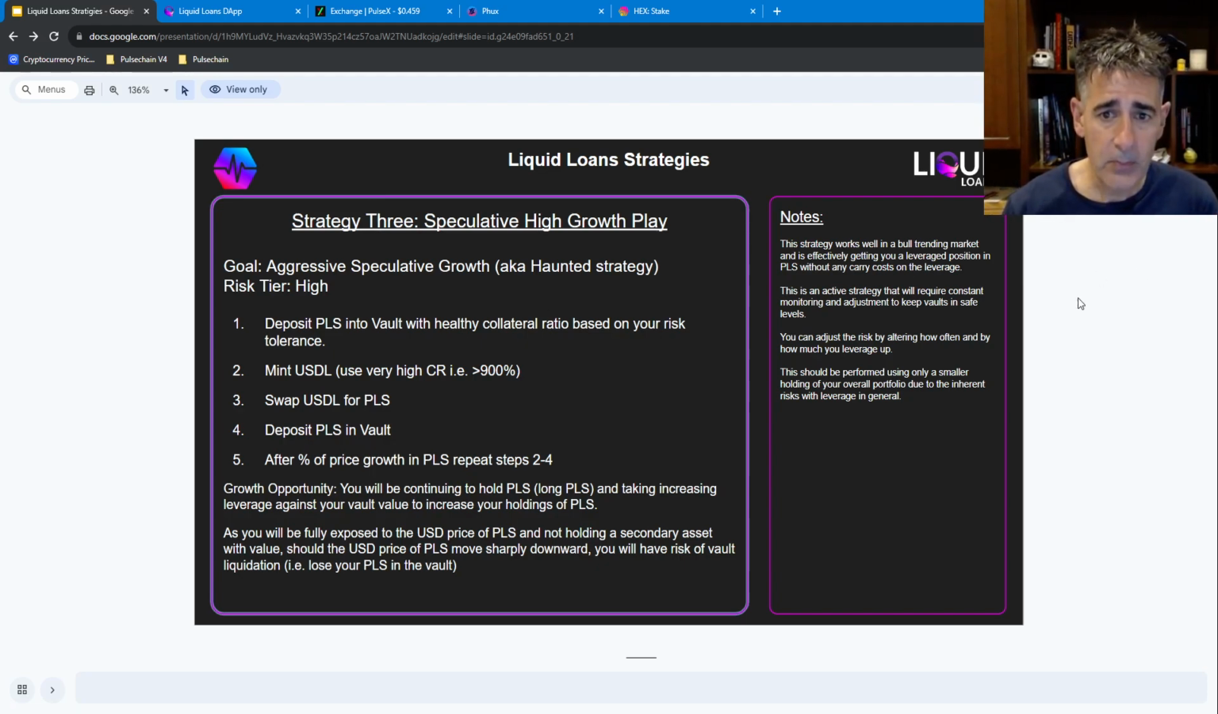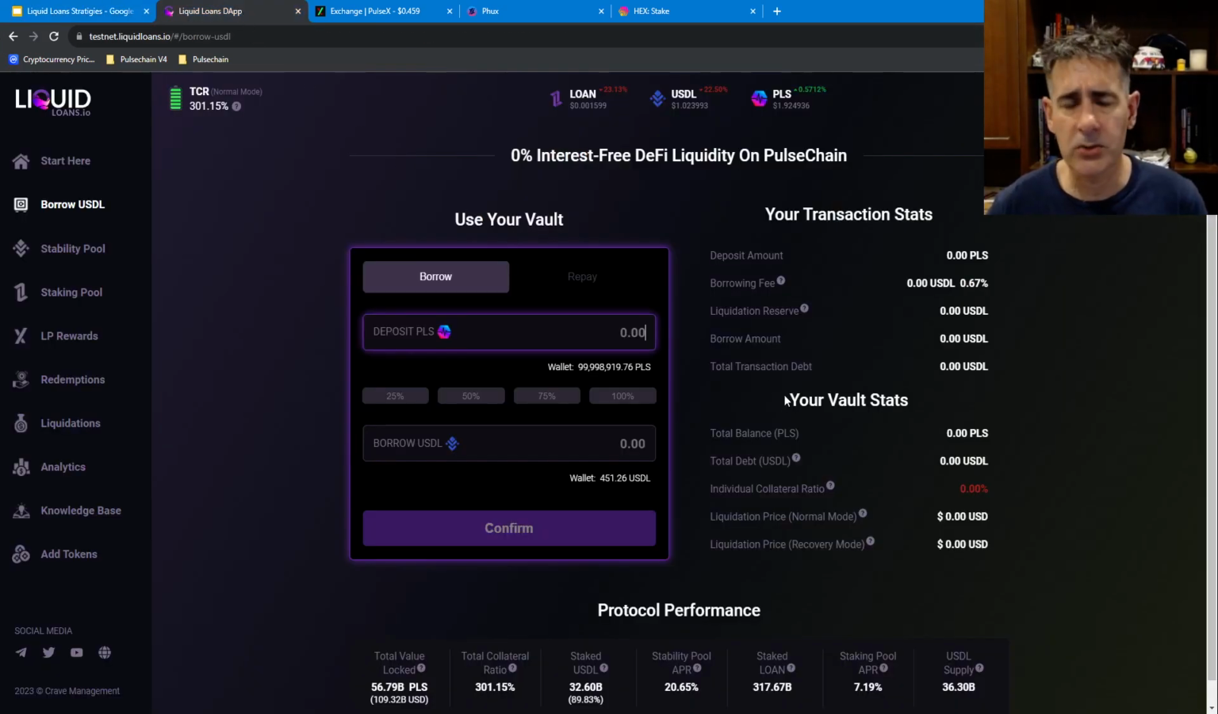So we're going to pop some pulse into a vault, and we're going to mint some USDL at a really safe collateral ratio. And then we're going to swap that USDL for pulse. Then we'll come back and have a bit of a chat about this, so you'll understand what we're doing. So first of all, let's kick it off and get some pulse into a vault.